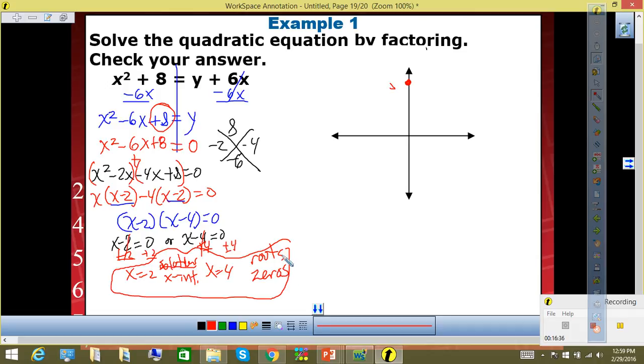Okay, those are two x-intercepts. But for y, how many y's did you see? 1. So it's only one y-intercept, 2 x-intercepts. We got x equals 2 and x equals 4.